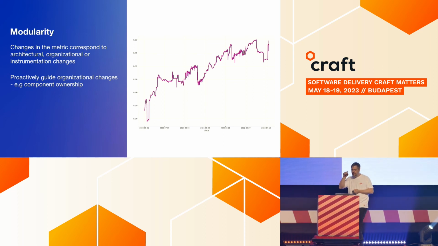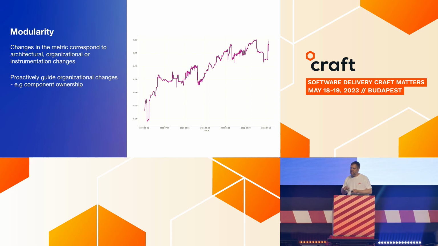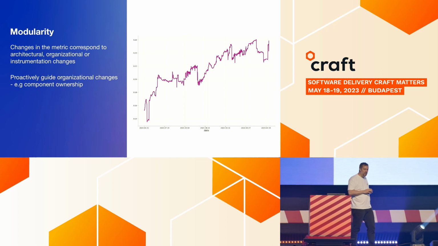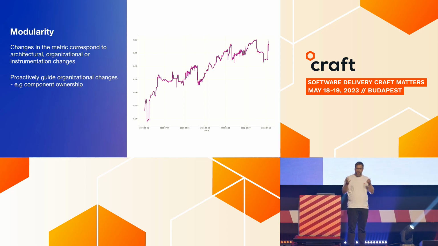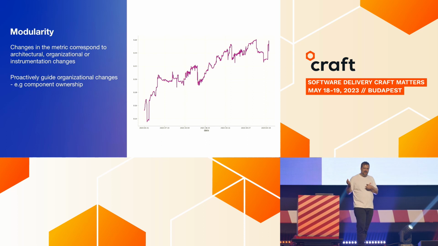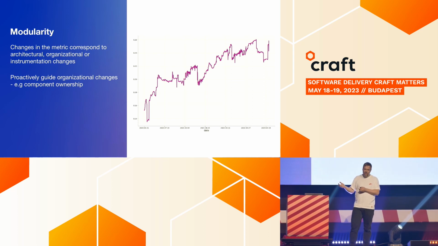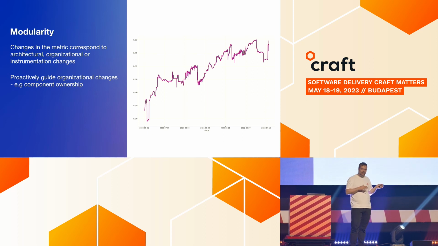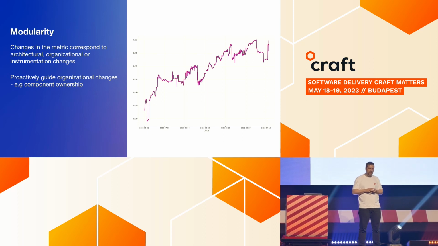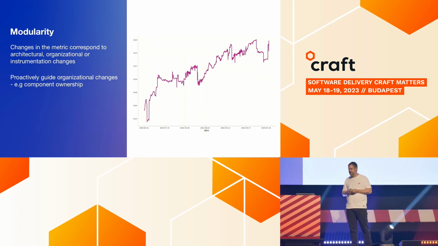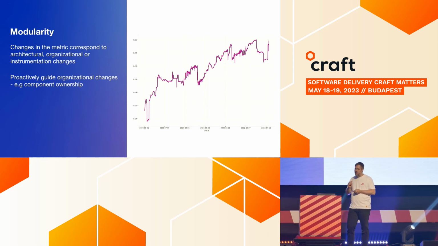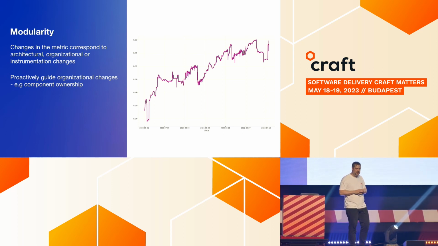You can also see that there are variations, ups and downs in that graph. And those typically correspond to when we have made organizational changes, like moving software or ownership around. In some cases, that improves our modularity, which is good. In some cases, it has actually reduced the modularity, which is less good, and we should probably be more proactive when making those changes. Some of these changes, to be clear, are also due to changes in our instrumentation or architectural changes that we made, so it's not all due to ownership or organizational changes.